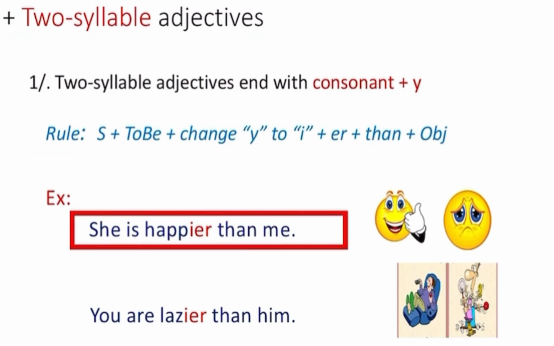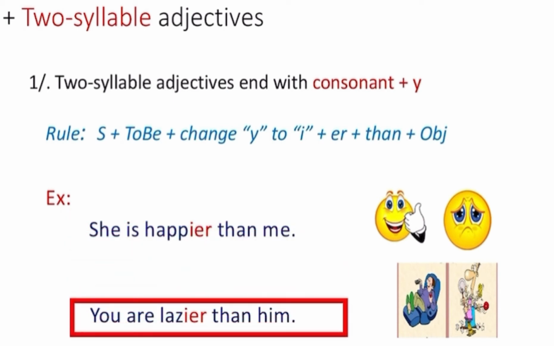Let's see the example. She is happier than me. So why? Happy here, we don't have y, because happy is a word that ends with consonant and y. So before you add er, you have to change y to i. So happy is a two-syllable adjective. She is happier than me. Okay, let's see another example.